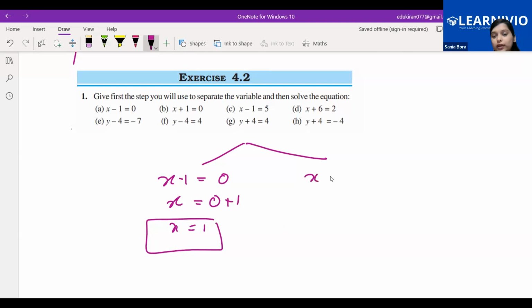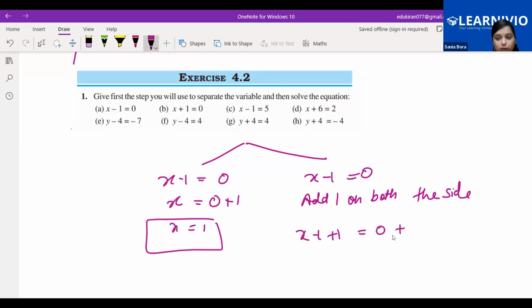Now coming to the other one, x minus 1 equals 0. This is negative, so you will write add 1 on both sides. Clear? So here x minus 1 plus 1, and here 0 plus 1. The plus and minus got cancelled. What is left? x is left here and 1 here. So this is my answer. It's up to you which method you feel is convenient and you can follow that one. Is this clear?